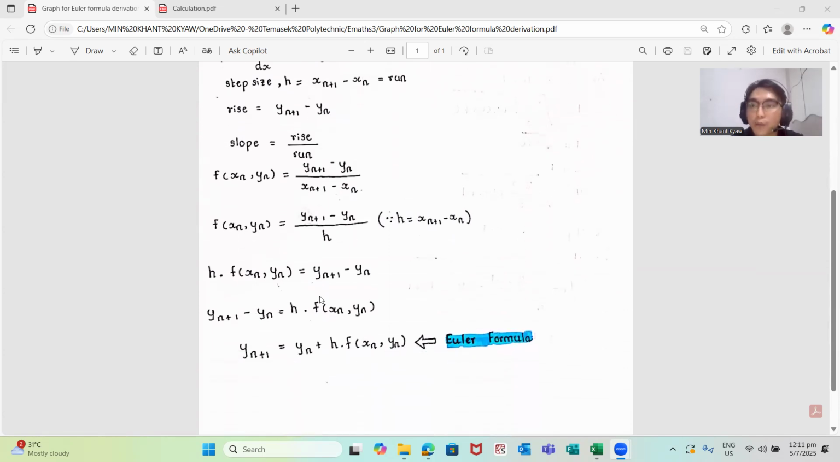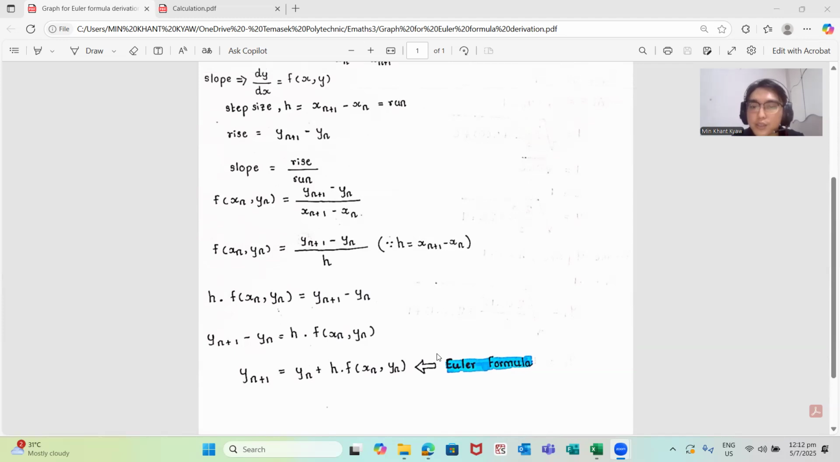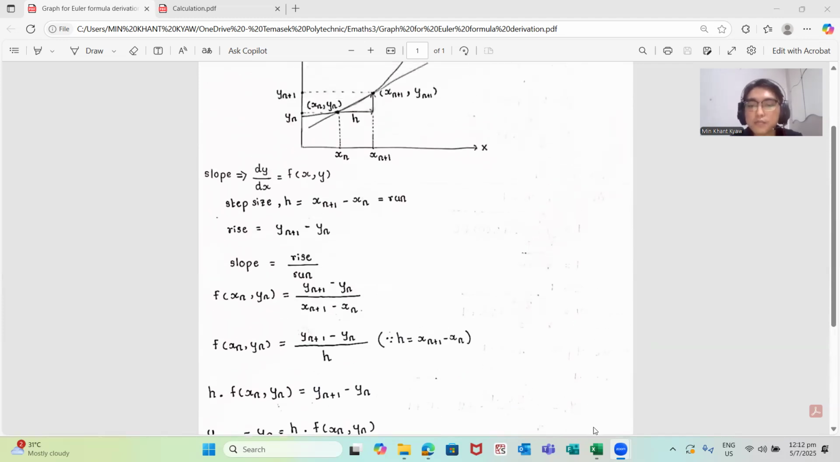And then we need to rearrange the equation to isolate yn plus 1. And then we will get yn plus 1 is equal to yn plus h times f of xn comma yn. So this is the formula that is used in Euler's method.